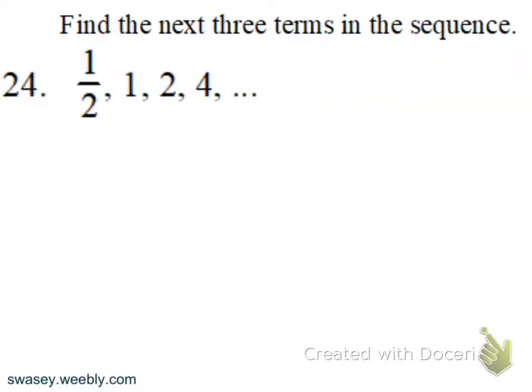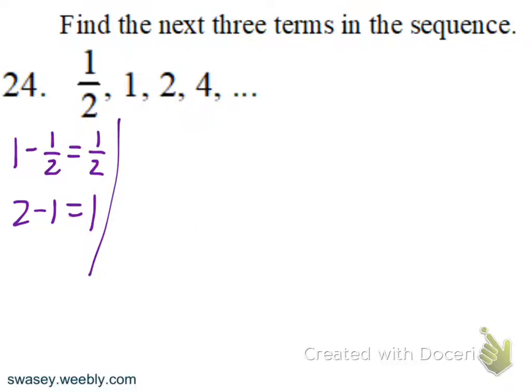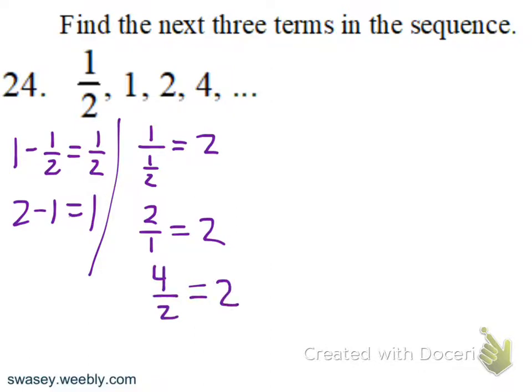Here, it's not an arithmetic sequence because 1 minus 1/2 is 1/2, and 2 minus 1 is 1. So not arithmetic. Let's see if it's geometric. So if we do 1 divided by 1/2, we get 2. You can use a calculator if you need to. 2 divided by 1, you get 2. And 4 divided by 2, you get 2. So what this means is it's geometric, and the common ratio is 2.